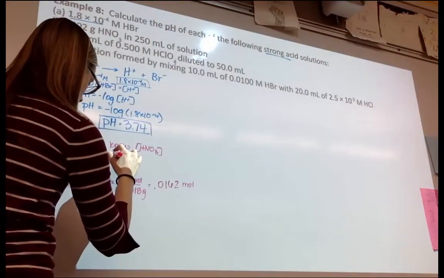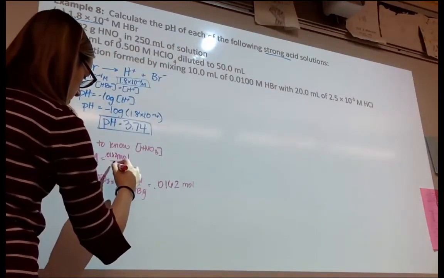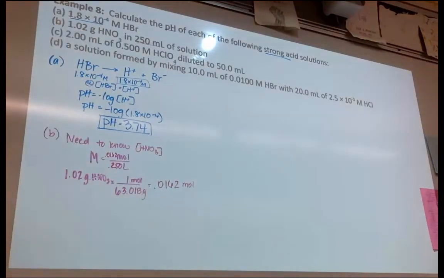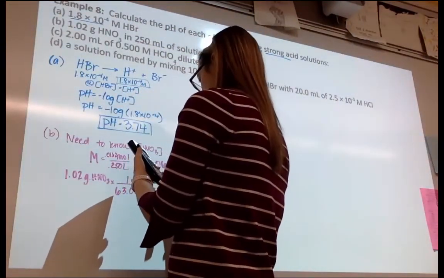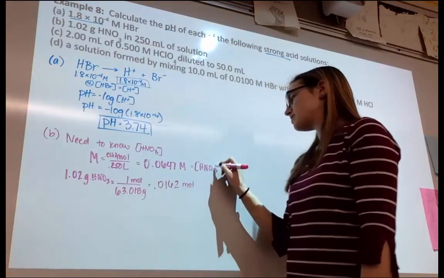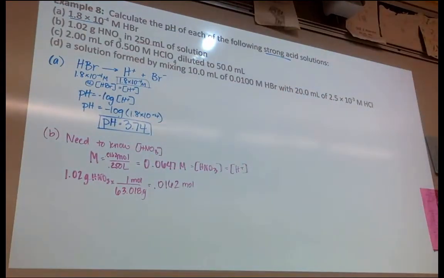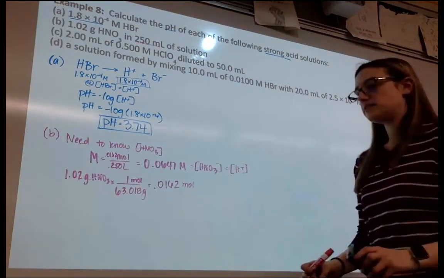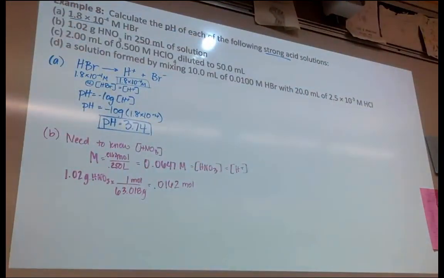So 0.0162 moles, 250 milliliters is 0.250 liters. So I divide my moles by 0.25, 0.0647 molar. Here's the concentration of HNO3, which is also the concentration of H plus because it's a strong acid. When it's a strong acid and it's 1-to-1, like HBr has 1 H, HNO3 has 1 H, the molarities are equal.